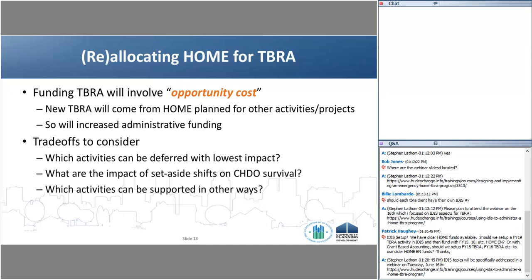And finally, and in a similar vein, are there activities that can be supported in other ways? The same notion of the best fit resource. Maybe we can free up HOME funds, not just by taking them away from another activity, but by swapping the resources and using funds from some other revenue stream. Again, just an example, it may not apply to all of you, but maybe we still have a pipeline for DPA, we still want to do it, but maybe CDBG would be a better fit for that to free up the HOME for TBRA. It just depends on the mix of resources and the mix of needs that you're dealing with locally.